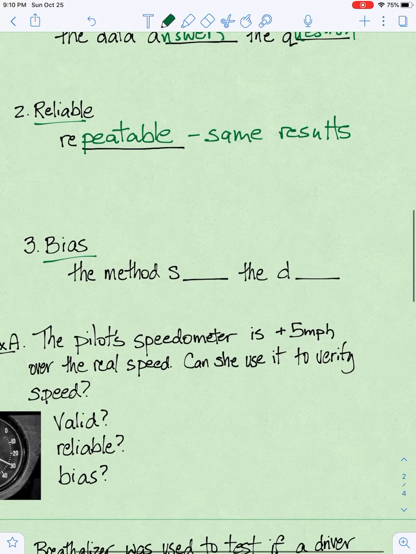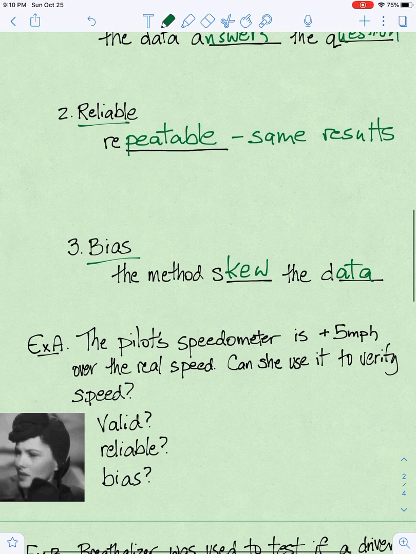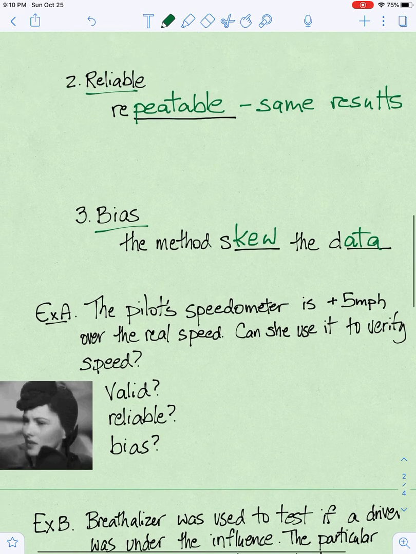Finally, the method that we're using to collect the data, does it skew the data for some reason? Like, let's say we only asked the kids in the lunch line on Fridays. Well, what about the kids that Monday through Thursday were getting lunches? In our case, obviously, that would be no kids because we aren't attending school. All right?